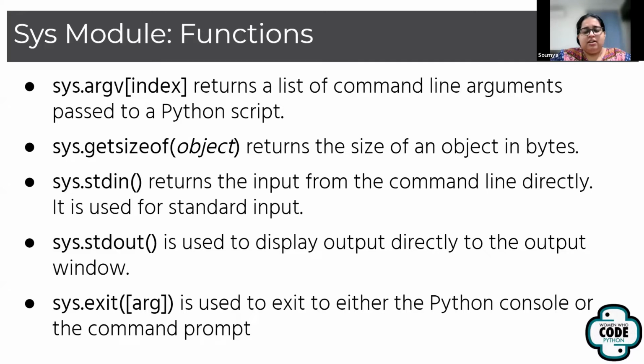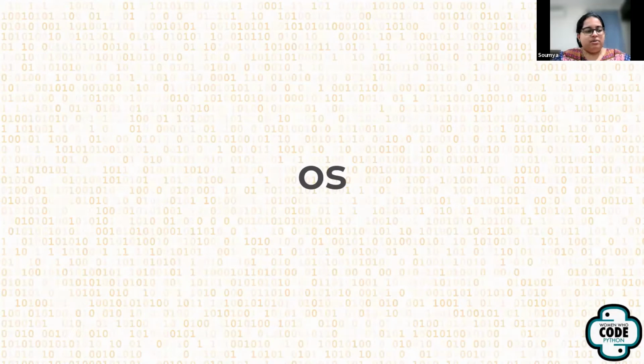So we have sys.stdin. It's basically the standard input, so you can read the input directly from the command line. You also have stdout, the standard output, where you can display the output directly to the output window. And then we also have sys.exit. If you want to exit from the Python console or the command prompt, you can use sys.exit. The argument would be a message that you want to print when you exit. All right, so we're done with sys. That was a lot of theory at first, but don't worry, we'll be getting into the live implementation soon.